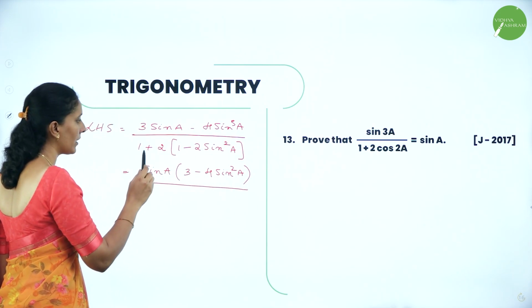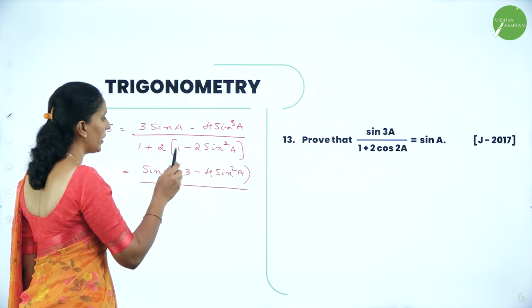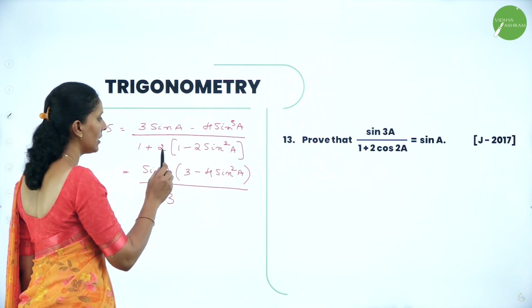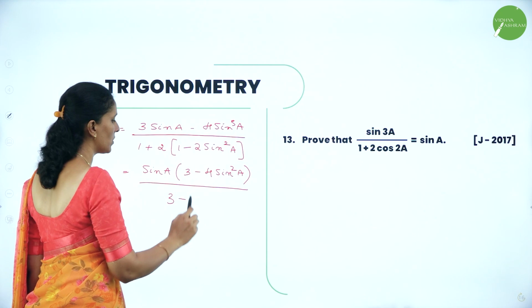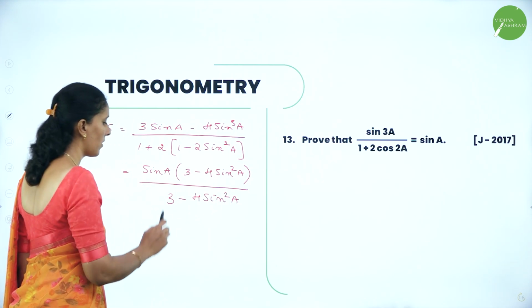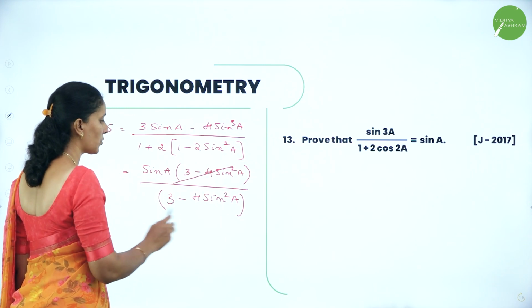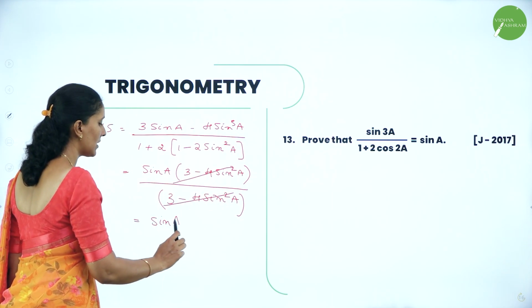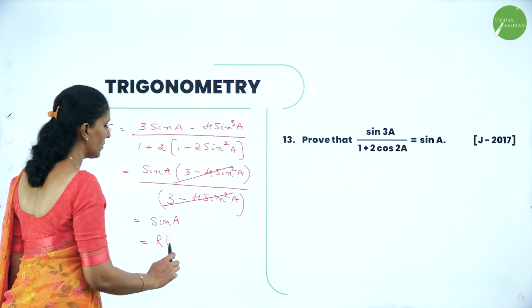And on simplifying the denominator, 1 plus 1 is 2, 1 plus 2 is 3. So again here minus 2 2s are 4 sin square a. So 3 minus 4 sin square a, 3 minus 4 sin square a get cancelled. I am left with sin a, that is the RHS.